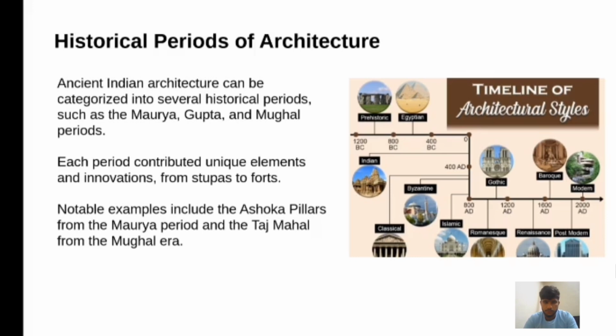Next is the historical periods of architecture. Ancient Indian architecture can be categorized into several historical periods, such as the Mauryan, Gupta, and Mughal periods. Each period contributed unique elements and innovations. Notable examples include the Ashoka pillars from the Mauryan period and the Taj Mahal from the Mughal era.